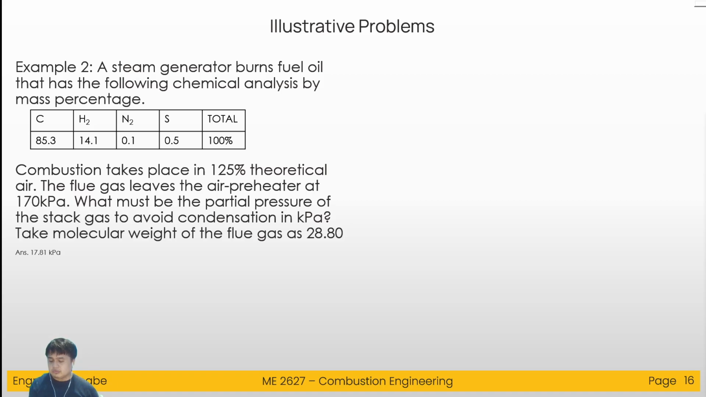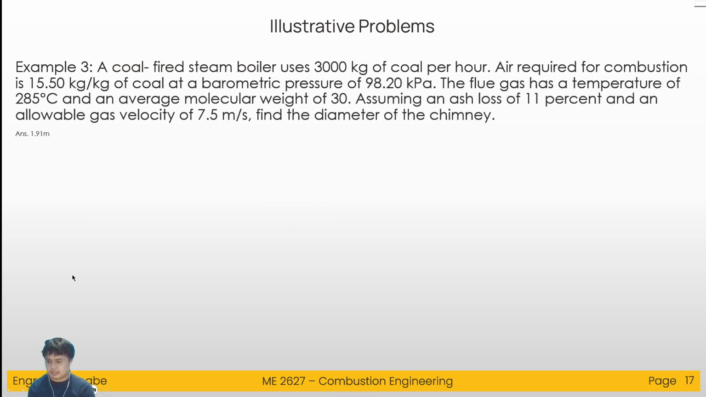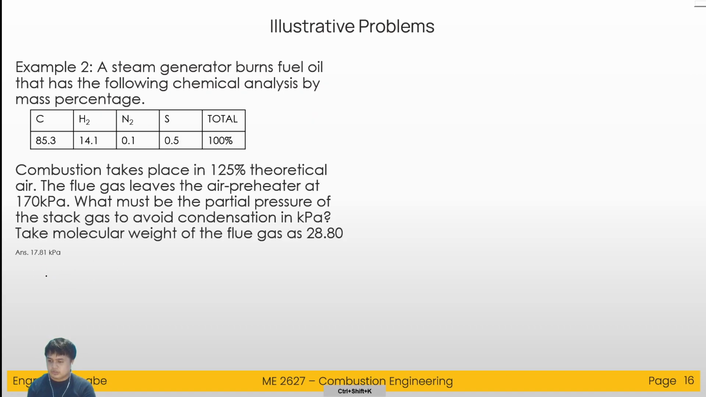So for us to find that out, we want to have the volumetric analysis of the byproducts, or the flue gas, or the products of combustion. So to do that, we can find the mass of each of the components or the compounds. Then after that, we can convert that into its volumetric analysis. So the first thing you should do usually is to find the mass of the theoretical air.